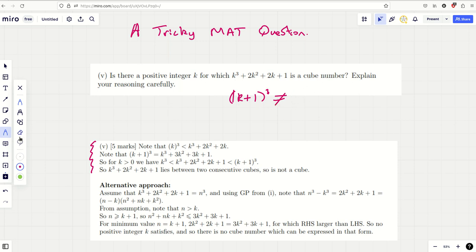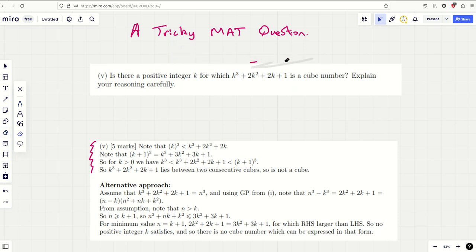But obviously, and another commenter pointed this out to me, you're absolutely right. What I'm showing there is whether this is always a cube number, regardless of the value of k. In other words, I was showing that it's not possible that for all k, k cubed plus 2k squared plus 2k plus 1 is a cube. And that's not what the question is asking. The question is saying, does there exist a k such that k cubed plus 2k squared plus 2k plus 1 is a cube? And that's a very different question.